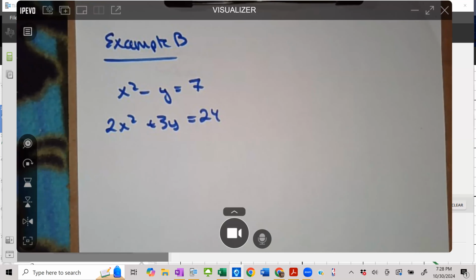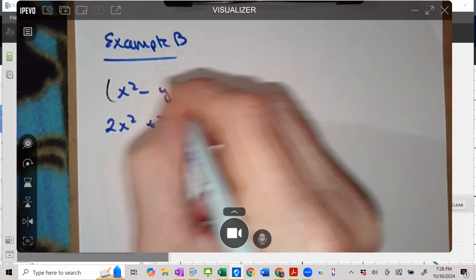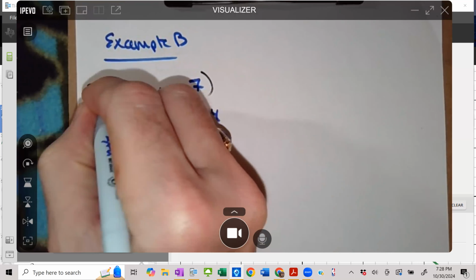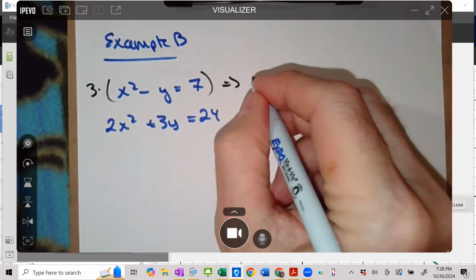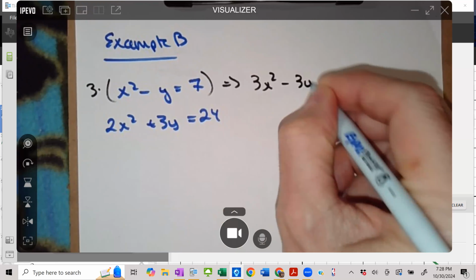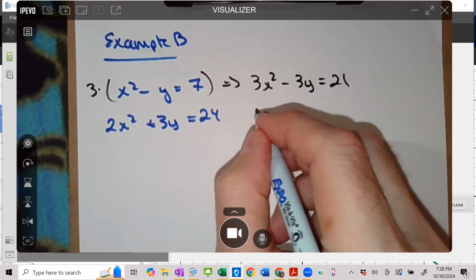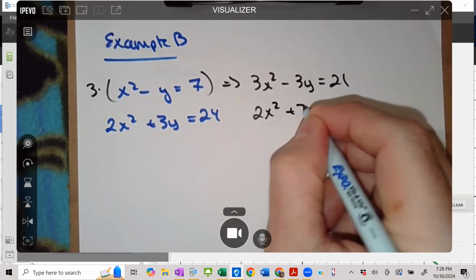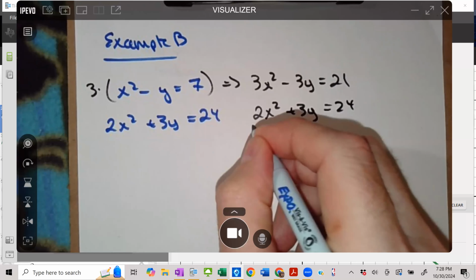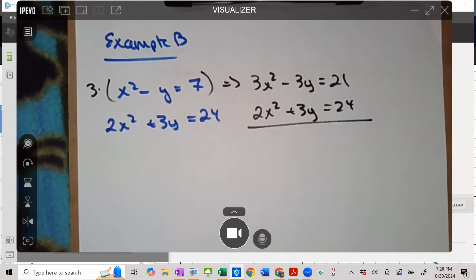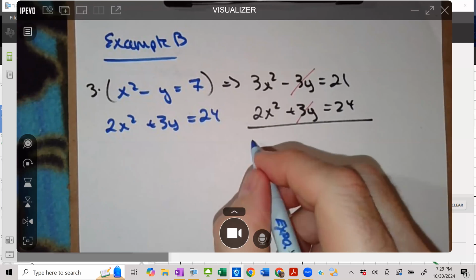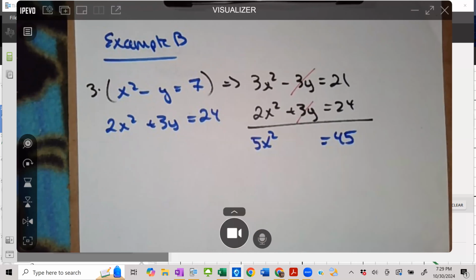Let me do that by getting rid of the y's here. So I'm going to multiply this equation by 3. That'll give me 3x squared minus 3y equals 21. And I'll add that to the equation down below. And so that looks pretty good. When we do this, these are going to cancel each other out. So that's nice. And I'll end up with 5x squared equals 45.